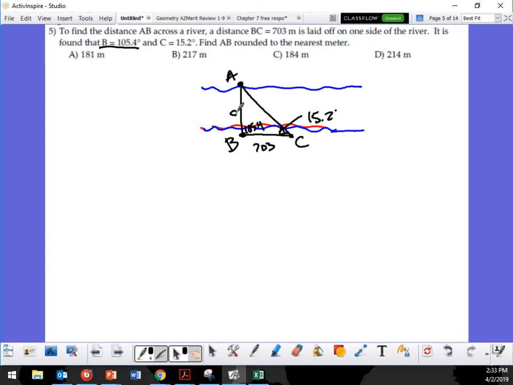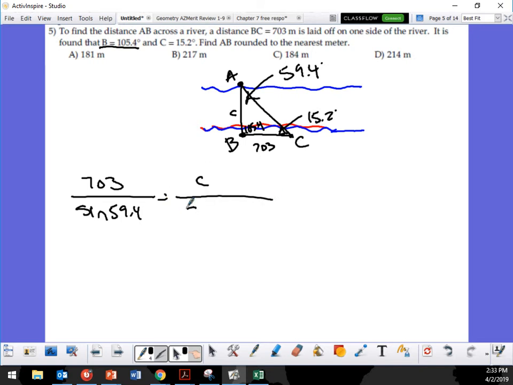59.4. So now we have enough information to do law of sines, right? So it's going to be 703 over sine of 59.4 is equal to little c over sine of 15.2 degrees.